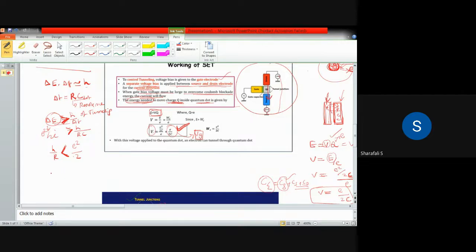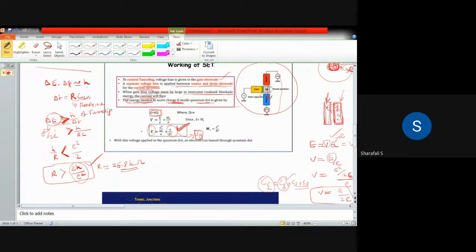Again, if you reduce this, R should be greater than 2h by e square. So this is the condition. The resistance of tunneling must be greater than this value, and that value is approximately 25.8 kilo ohm. These two conditions have to be followed. This must be there; then only will you get single electron tunneling.